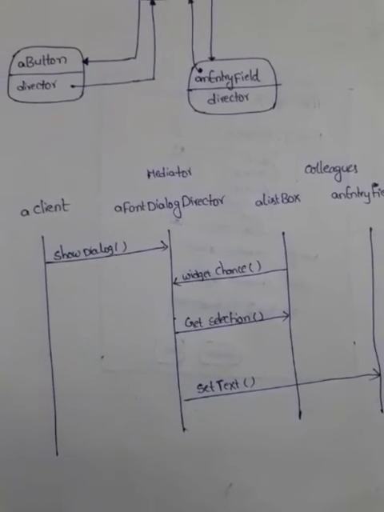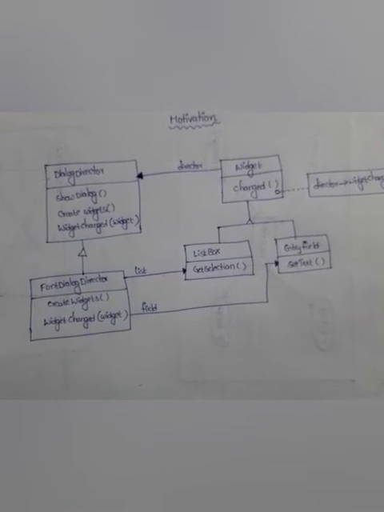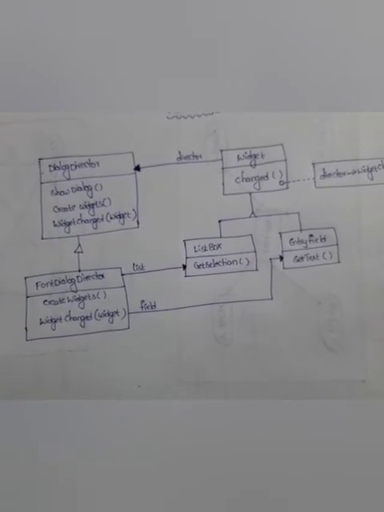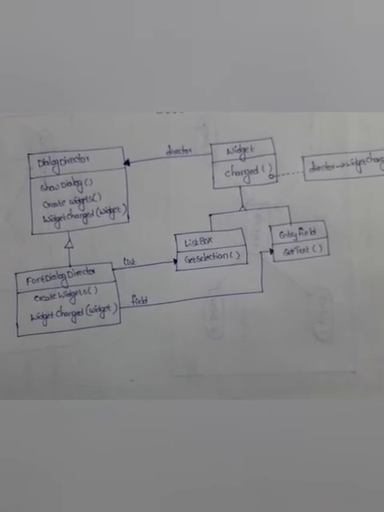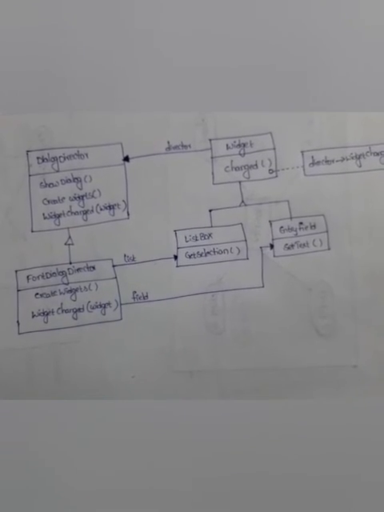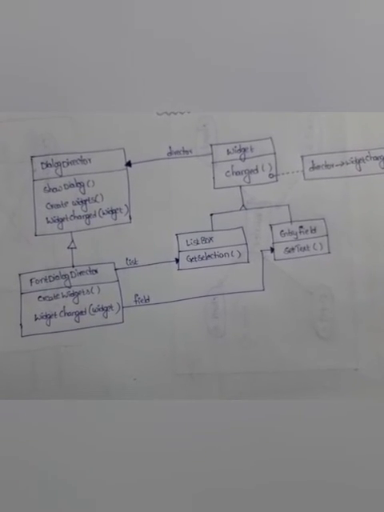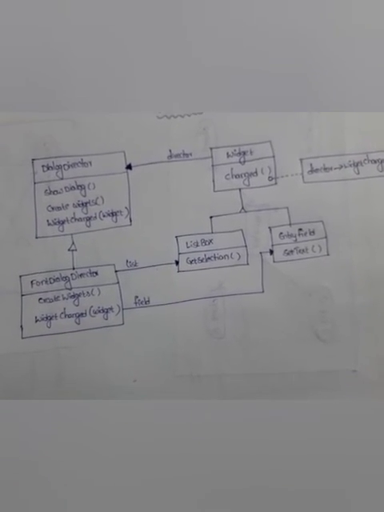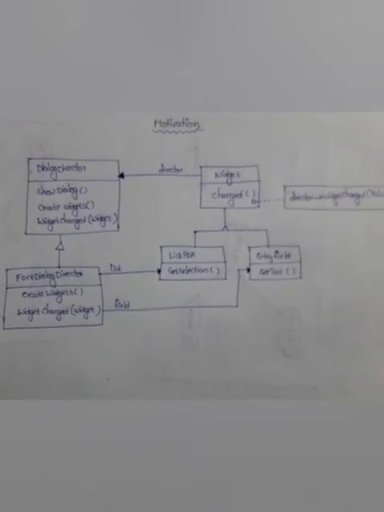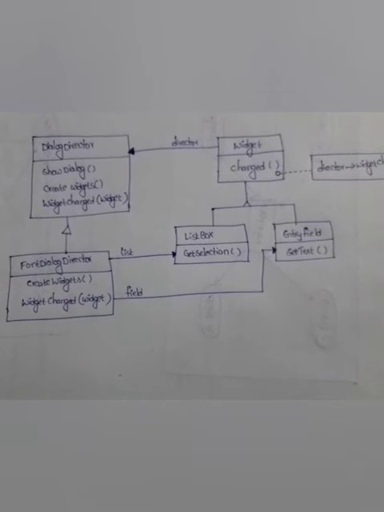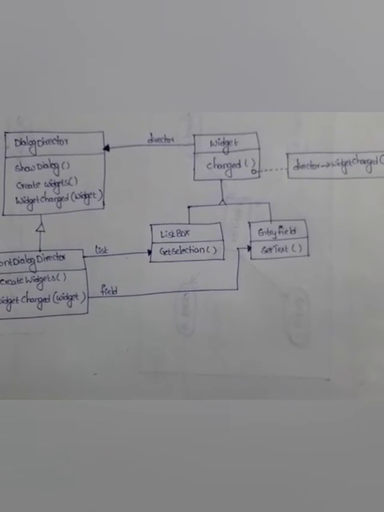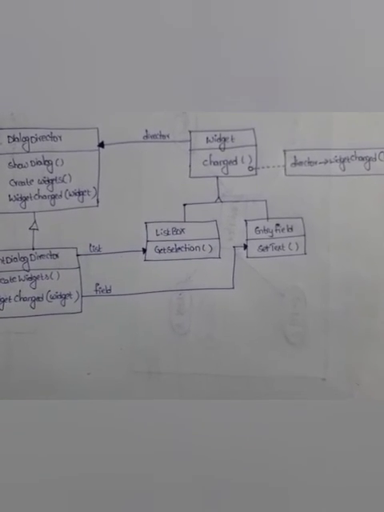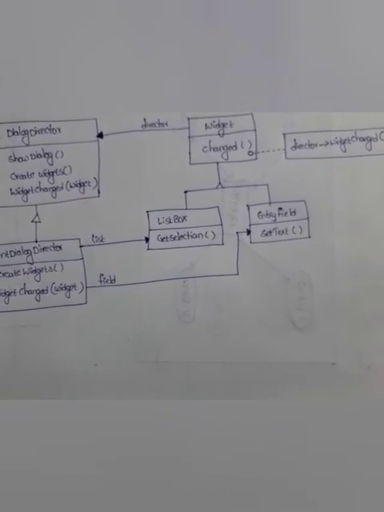Let us see another example for this. Here we see how the font dialog director abstractions can be integrated into class libraries. I consider here dialog director, widget and font dialog director, list box and entry field, where the dialog director becomes the mediator, and the font dialog director becomes a concrete mediator, and the widget becomes a colleague, and the concrete list boxes and entry fields become concrete colleagues.